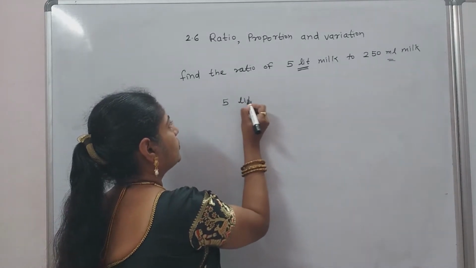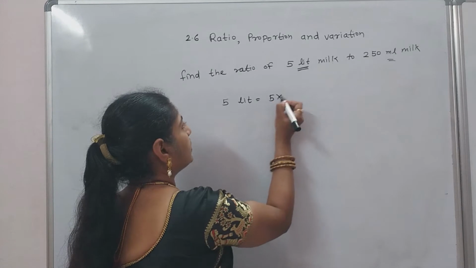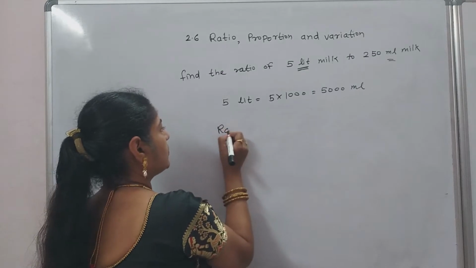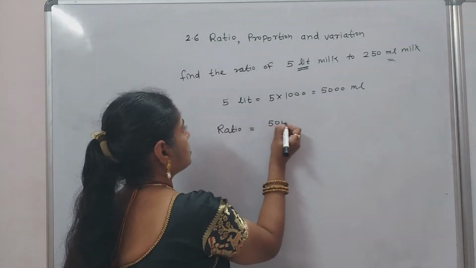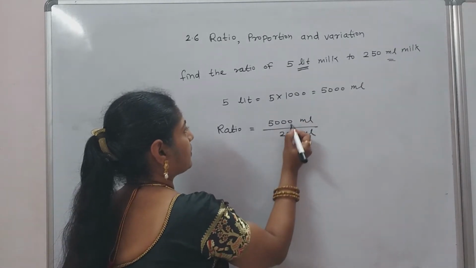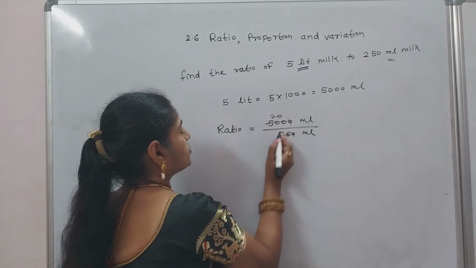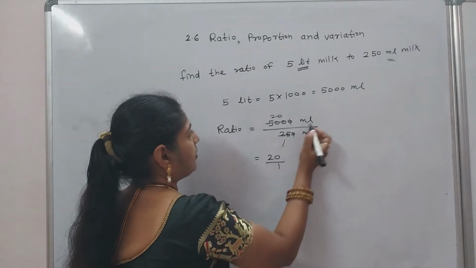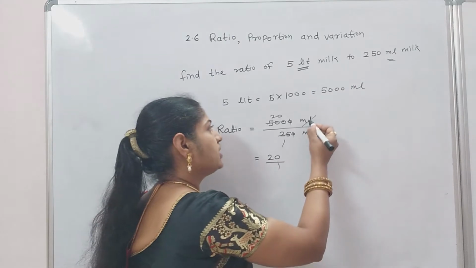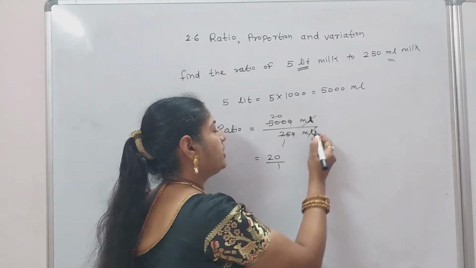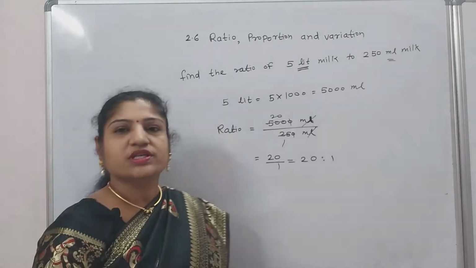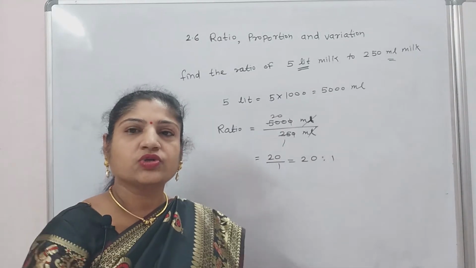5 liter is equal to 5 into 1000 milliliter, that is 5000 milliliter. Now take the ratio. Ratio is equal to 5000 milliliter to 250 milliliter. Two's 20 is 1, and the milliliter in the ratio does not remain as any unit, because the unit is equal in denominator and numerator. So ratio does not have any unit. 20 is to 1. Ratio is 20:1. Ratio has no unit.